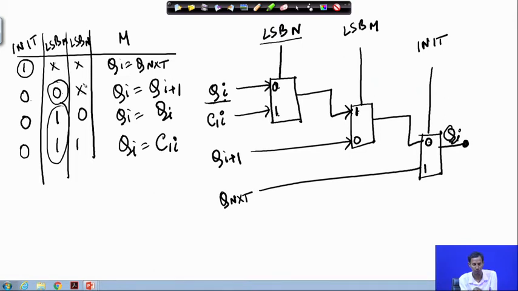For 0 0 do not care means if this bit is 0 0, then here it is do not care. That means whatever combination is for LSB, I do not have to check the bit position of LSB n. That is why I have omitted that multiplexer. So, for 0 0, qi equals qi plus 1, that will come here. For initial, if this is 1, it will choose q next directly; it does not have to check the values of LSB m and LSB n.